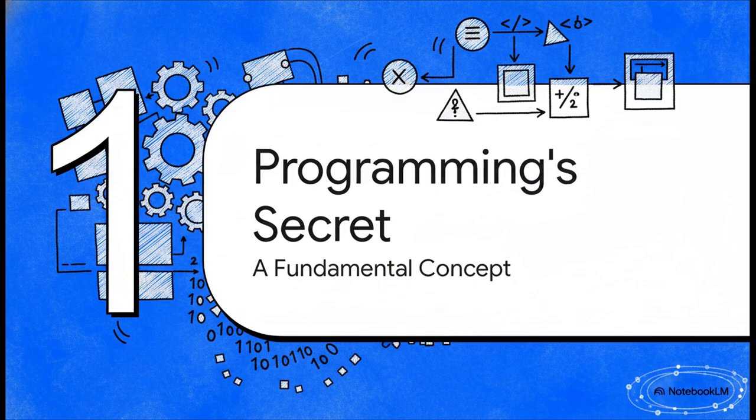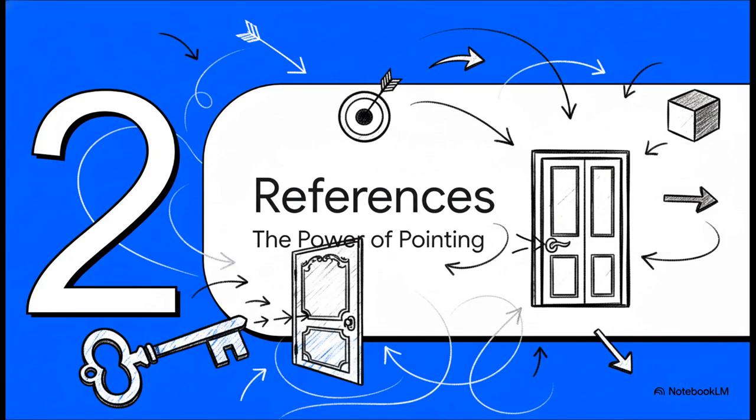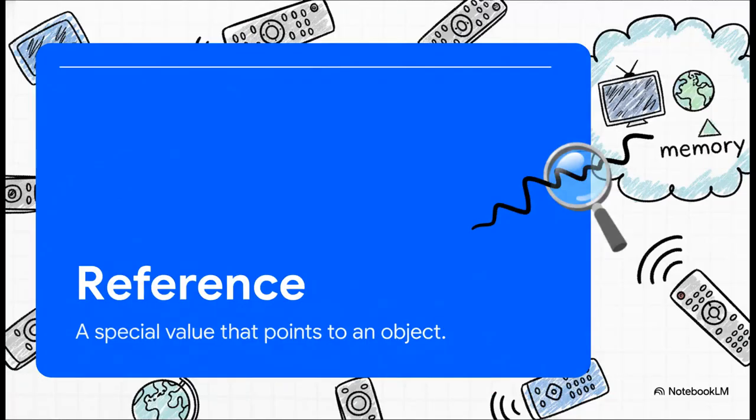All right, to really get this, we've got to start with a concept that's kind of hiding in plain sight in pretty much every modern programming language. It's a fundamental building block that, once you really see it, makes everything else just click. And that secret weapon, it's the reference. This simple little idea of pointing at something, that's the absolute key that unlocks all the power of polymorphism. So what is a reference?